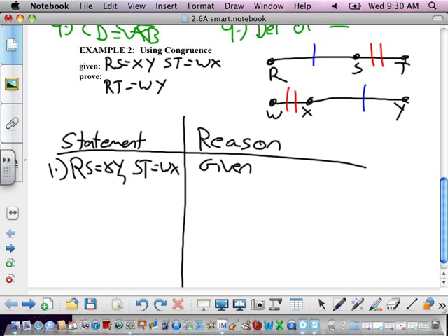You guys, I know this isn't the most exciting thing all the time in the world, but I really need you to stay awake for this. Your quiz on Friday is just like this. We're going to be using proofs all year.